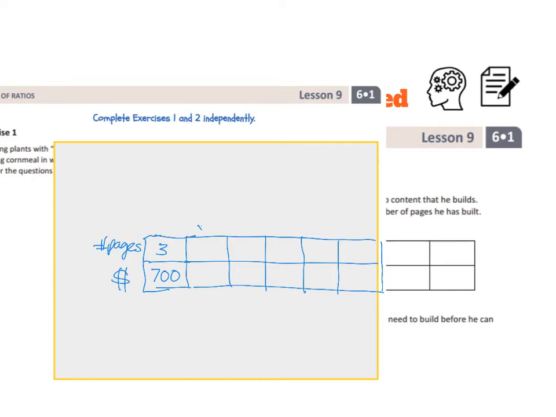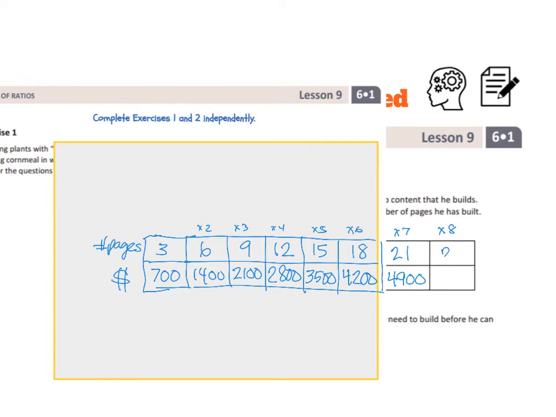So then if I double that, I'm going to go double, triple, times 4, times 5, times 6, times 7, times 8. 2 times 7 is 14, and 2 zeros. 3 times 3 is 9. 3 times 7 is 21 and 2 zeros. 4 times 3 is 12. 4 times 7 is 28 and 2 zeros. 5 times 3 is 15. 5 times 7 is 35 and 2 zeros. 6 times 3 is 18. 6 times 7 is 42, and 2 zeros. 7 times 3 is 21. 7 times 7 is 49 and 2 zeros. And 8 times 3 is 24. Times 7 is 56.